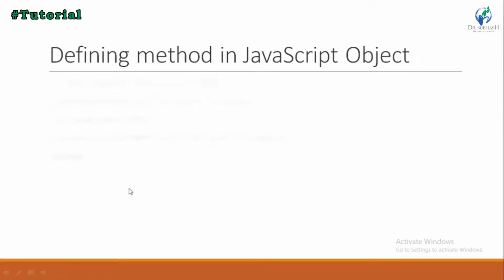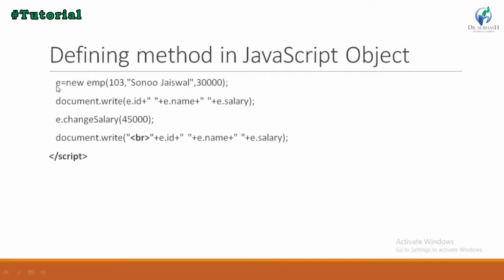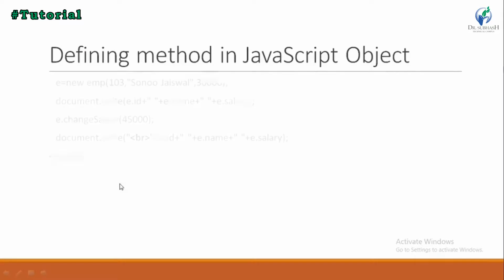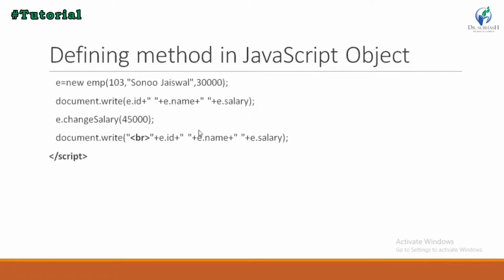Okay, so what we will be doing here, we'll create an object of the employee class, like we have defined earlier. We'll print that. Now what we are doing, we are calling the changeSalary method defined within the object. This is the changeSalary method defined within the object. So we will be updating the salary. So this is the way we can define variables as well as methods within the object. So this is all about the JavaScript object theoretically. Now let's see all this practically.